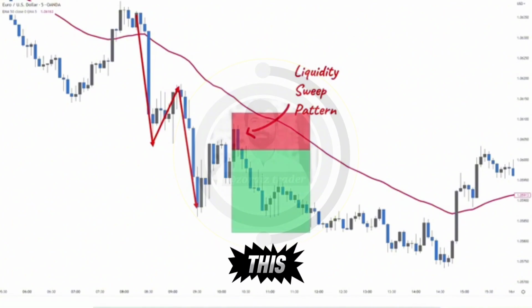As I said, this strategy is not limited to any time frame or session, but do your own backtesting to see in which pair it works best.